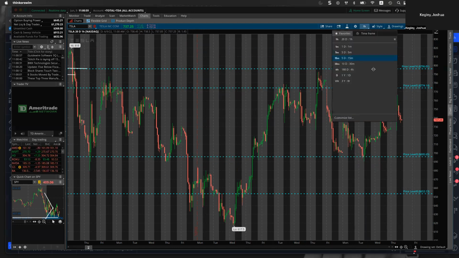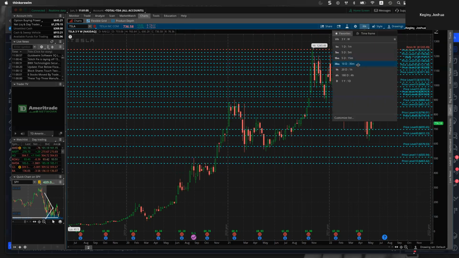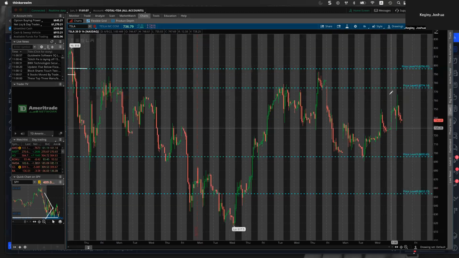So I'm going to flip back to the weekly real quick. So weekly, look at all those lines. That looks like a mess. What am I even looking at, right? So you go down to the 1 hour, there's only 4 lines. And as you can see, price respected those lines pretty well.